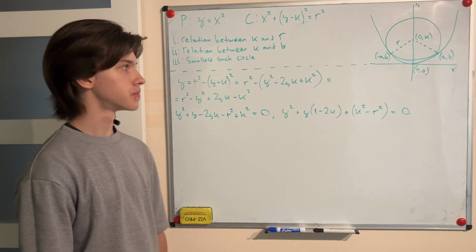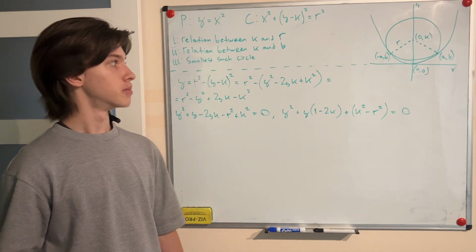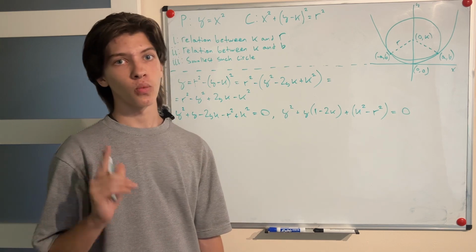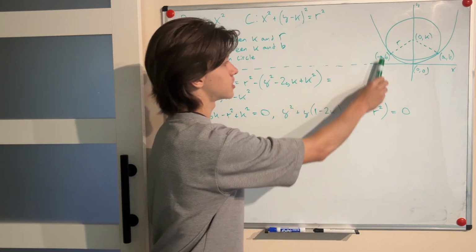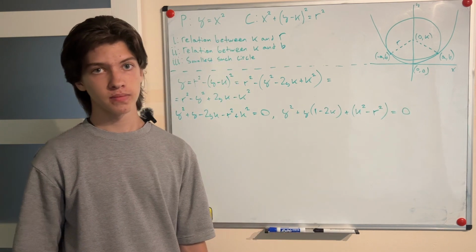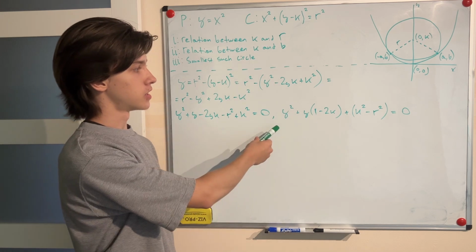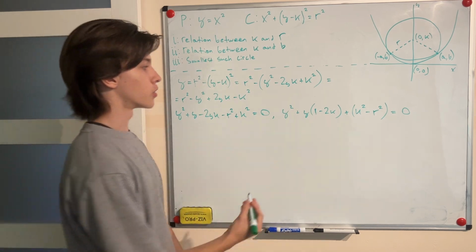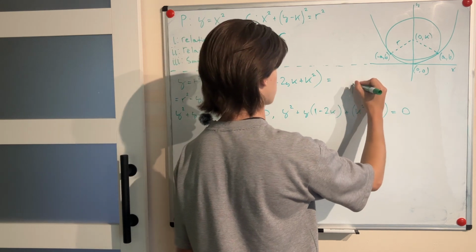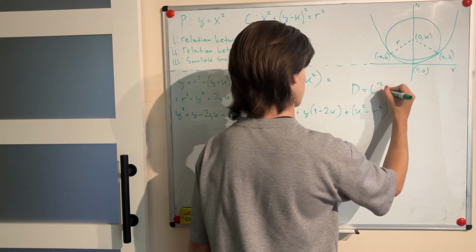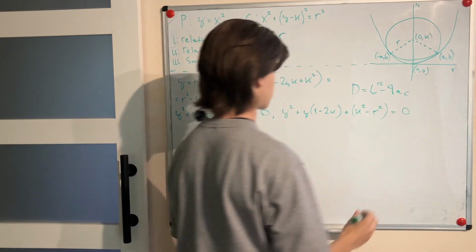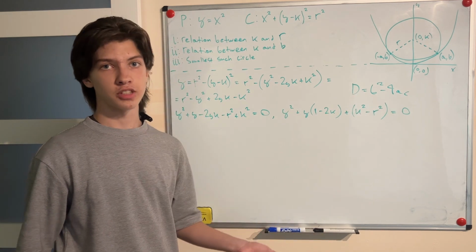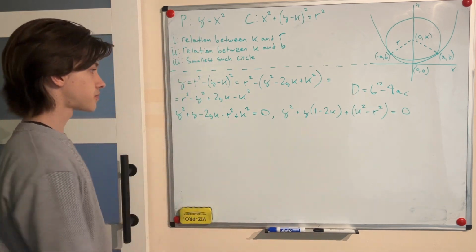You get the idea. And as I said in the beginning of this, this equation for y only has one solution because the points of tangency share a y coordinate. That means the discriminant of this quadratic equation must be equal to 0. Recall that the discriminant of a quadratic is b squared minus 4ac. That means that if we set this to 0, we will get our relation between k and r.